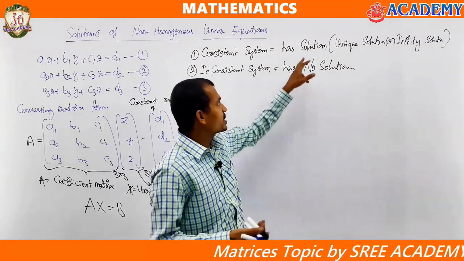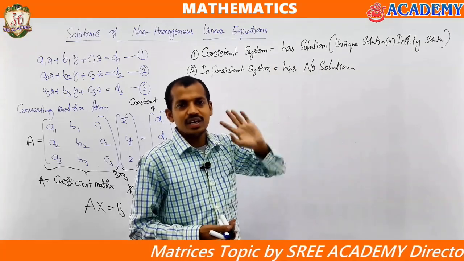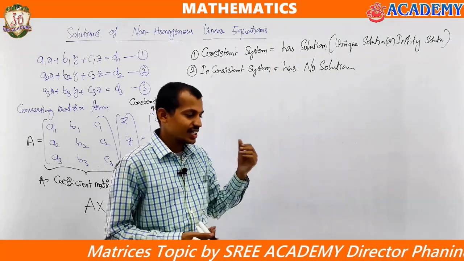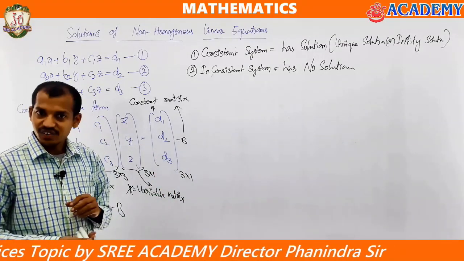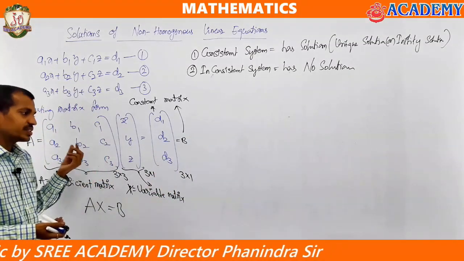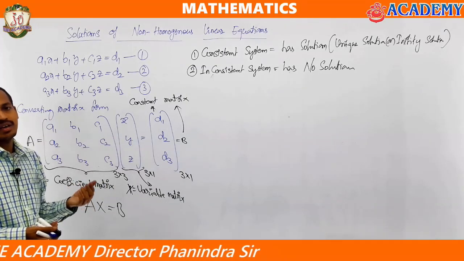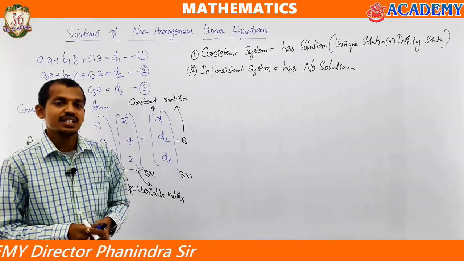If the solution comes, we say consistent; if the solution doesn't come, inconsistent. But it will take more time to find the solution by using those methods. That's why by seeing this matrix, with simple finding of the determinant, we can say whether the given system is inconsistent or consistent.